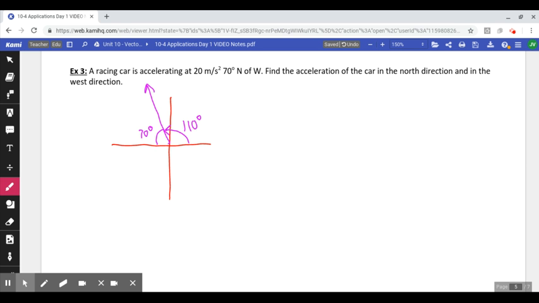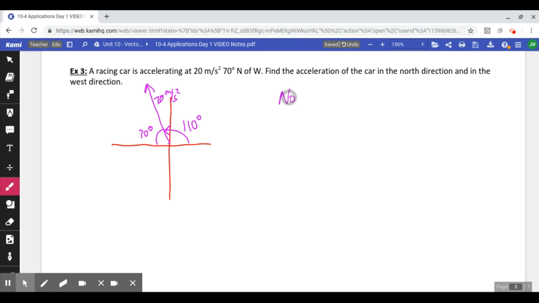We could also use 70, I guess, in this case, but it's a little bit better to try to use that standard position angle. Also, the magnitude of this thing is 20, and it happens to be an acceleration, so I can write 20 here, meters per second squared. So we want to find the acceleration of the car in the north and in the west direction.